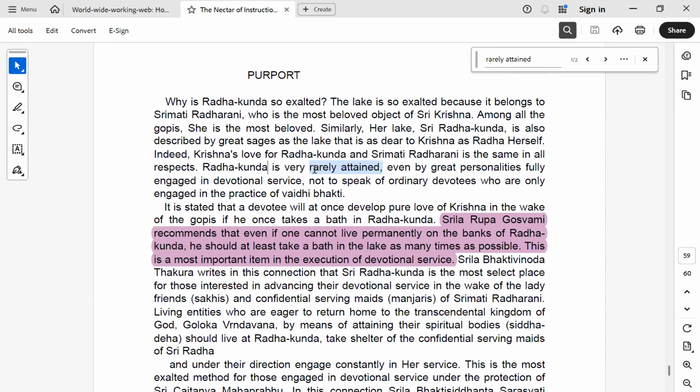Prabhupada says, rarely attained. Radha Kund is very rarely attained. So why is it rarely attained? Because people think that they're going and they'll take a bath, but they don't fall under the jurisdiction of my will. They are under the jurisdiction of the spiritual energy of Krishna. Many people in ISKCON are trying to stay in Vrindavan. They think that, oh, I'll go to Vrindavan, I'll stay there, I'll become a pure devotee.